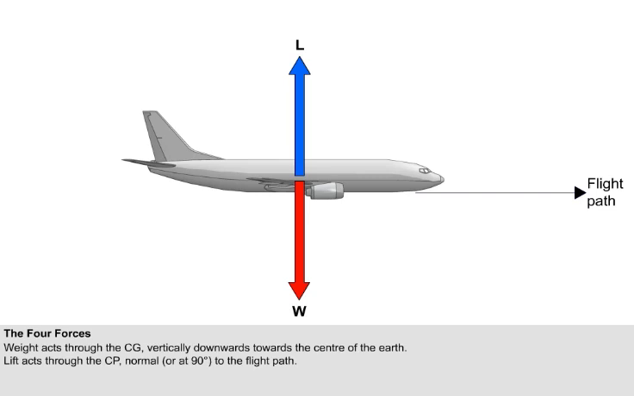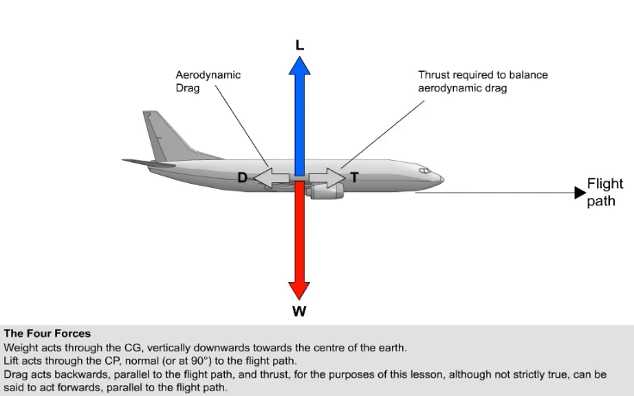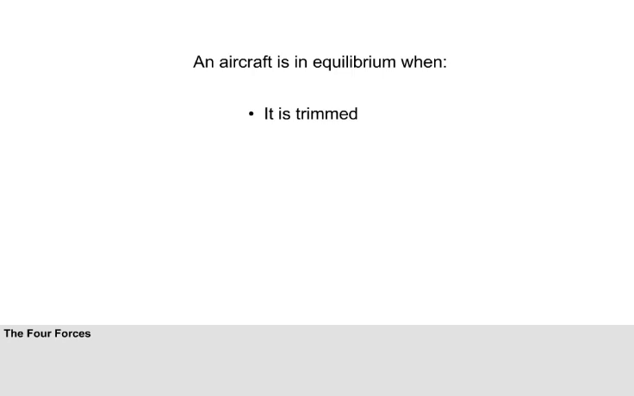Lift acts through the centre of pressure, CP, normal, or at 90 degrees, to the flight path. Drag acts backwards, parallel to the flight path. And thrust, for the purposes of this lesson, although not strictly true, can be said to act forwards, parallel to the flight path. For an aircraft to be in steady level flight, a condition of equilibrium must exist.